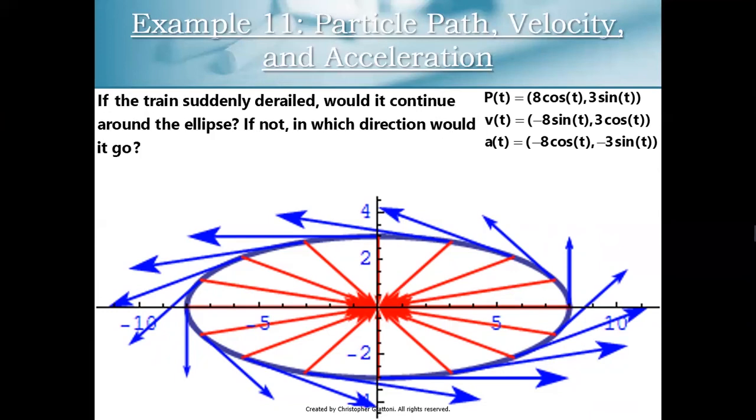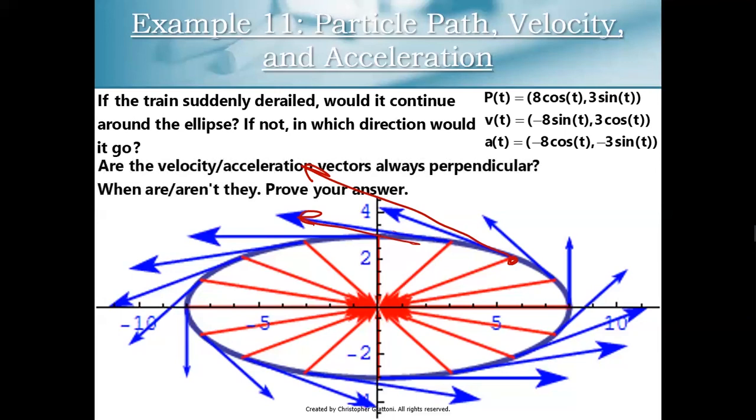And then remember, if the particle suddenly fell off the track, or if you cut the string on that tennis ball, whatever object you're thinking about, that particle, that tennis ball, that train would continue going in the direction of the velocity vector. The velocity vector is going to tell you where that object would go if it suddenly was no longer held onto the track that it was traversing as it went on in that loop.